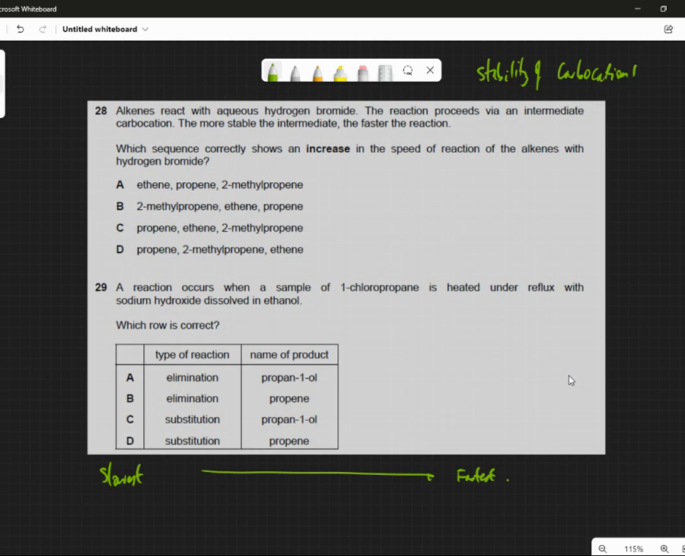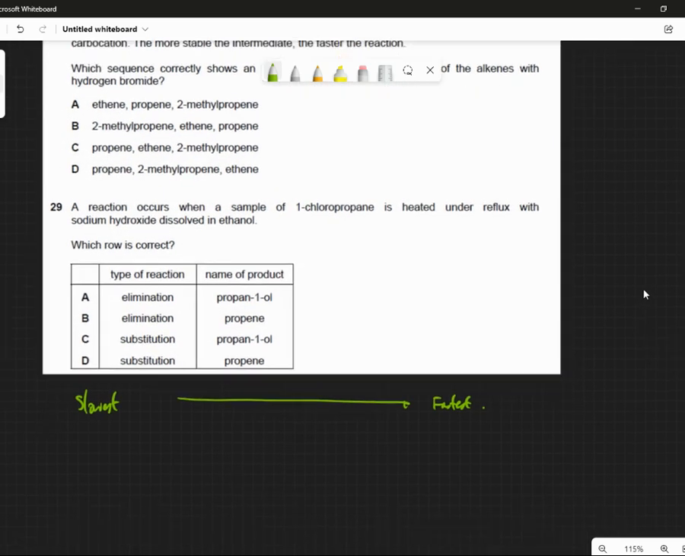Now let's have a look at the first three: ethene, propene, and 2-methylpropane. Ethene looks like this. Again, this is quite a hard question. Propane looks like this.